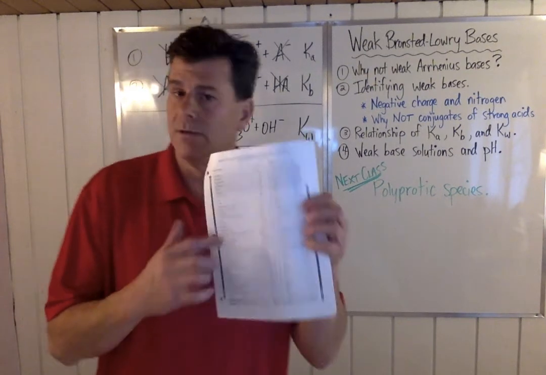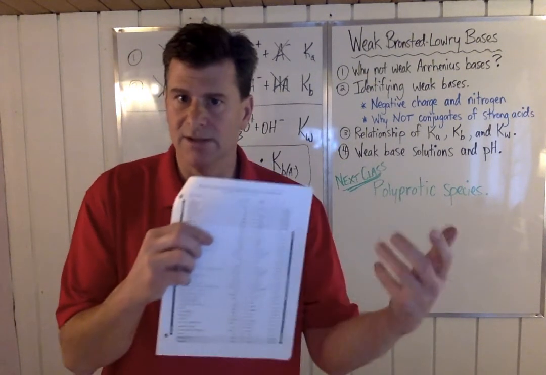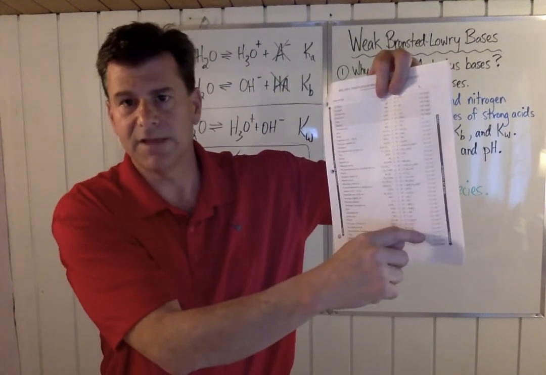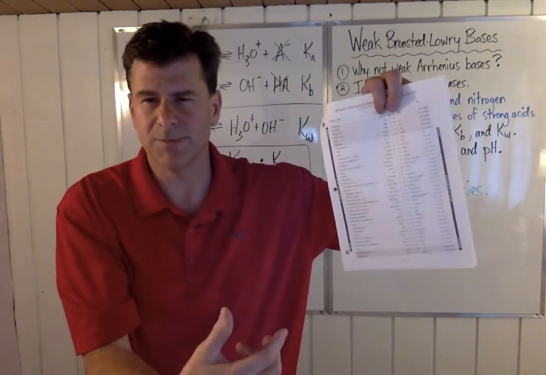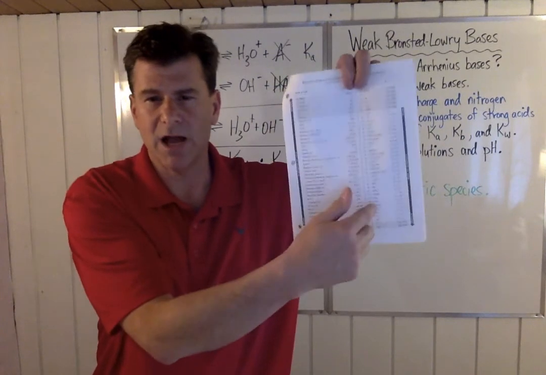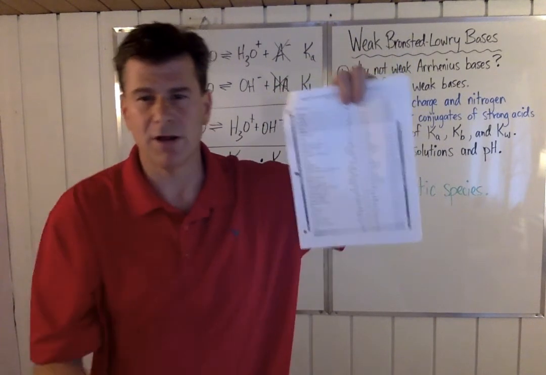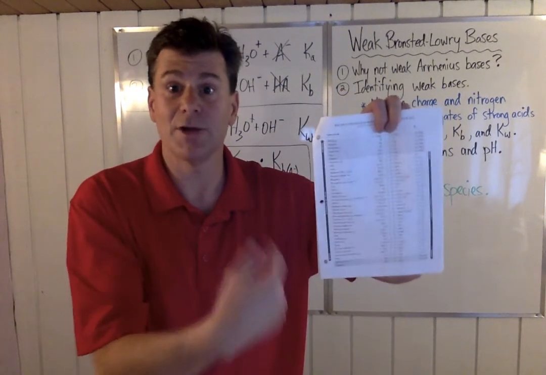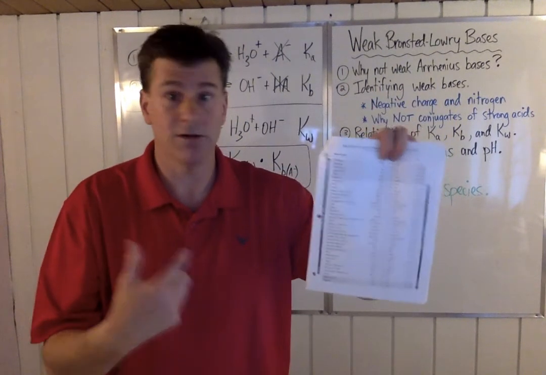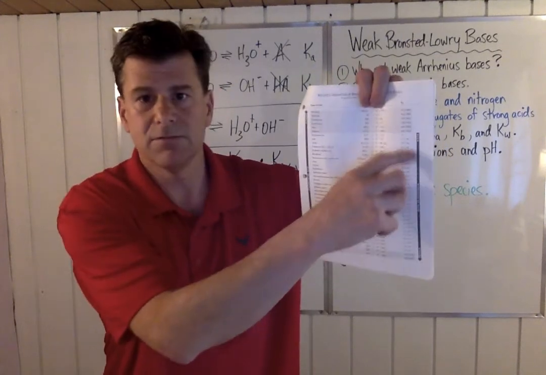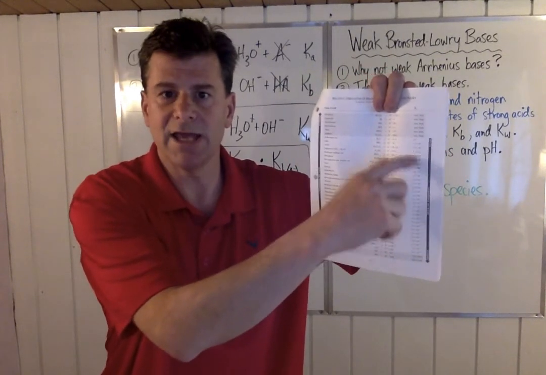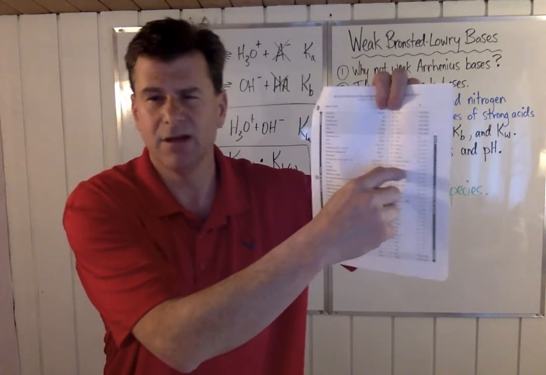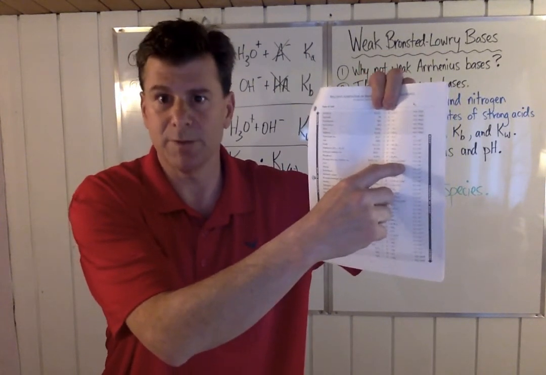Now, think about this one. Here's a little mathematical logic. As you go down, the Kas get smaller and smaller. So you're going to be dividing by a smaller and smaller number. That means the Kb going back the other way is going to get bigger and bigger. So up here we've got reasonably high Kas. Therefore, the Kbs of the bases on this side are not going to be very high. They're probably going to be pretty small.